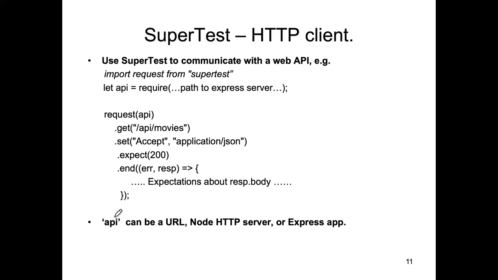All I'm saying here is that the argument that you give to the request could actually be a URL, which it isn't in our case, but it could be if we had the API deployed to some hosting server. So it can be a URL, it can be a reference to an Express app, which it is in our case. It could even be a normal HTTP server. So it's quite flexible.